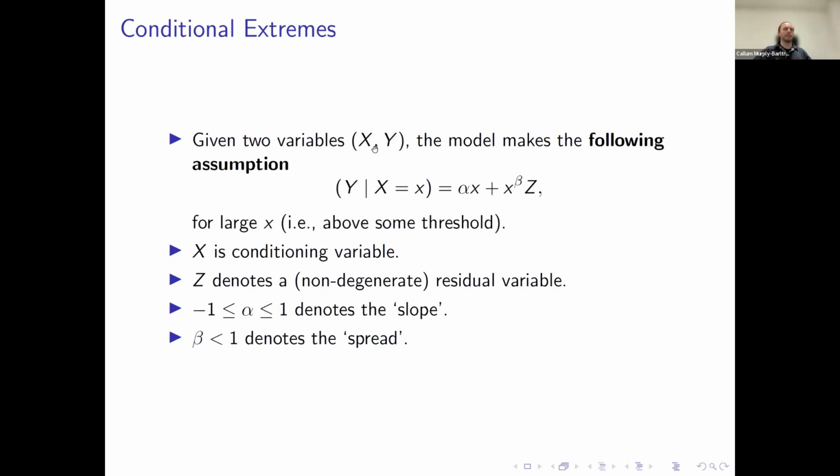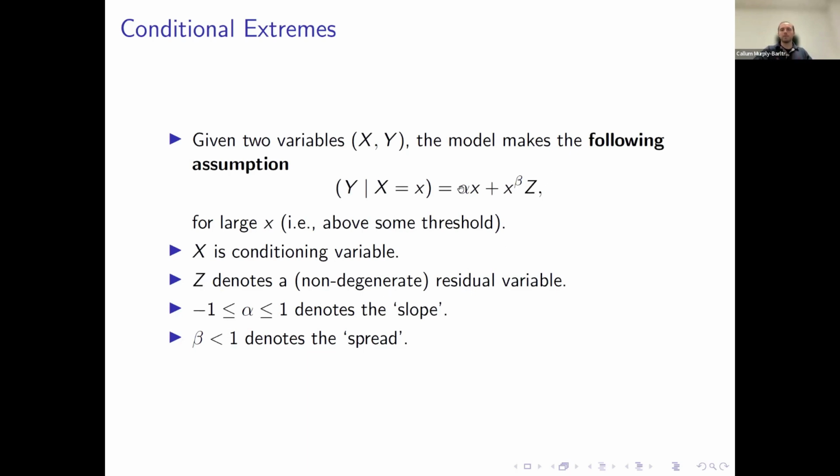We have the framework here. We've got two variables, x and y, and we're making the following assumption. We fix x to be a high value, so the small x here is quite large. It's an extreme event for x. We condition y on x being big, then we assume the following form: y, given that x is big, follows alpha times x plus x to the power beta times z. I'll explain these terms. x is the conditioning variable here. Z is some residual variable. We don't observe that, it's a residual process.